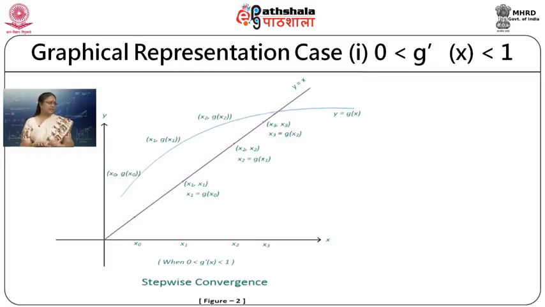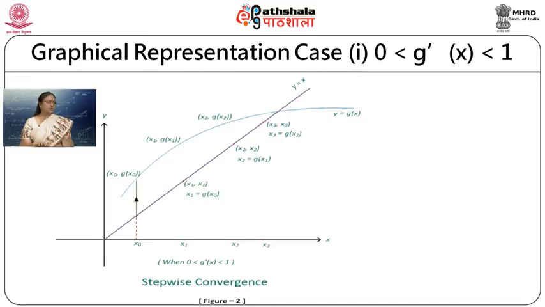Let us say we begin with the initial guess x0. From this initial guess x0, we move to the curve. When we move to the curve, we get the point with x as x0 and on the curve y as g(x0). So the point is (x0, g(x0)). I want x1 as g(x0). To get x1 as g(x0), basically I want this point's y coordinate. So I move horizontally to the straight line y equal to x.